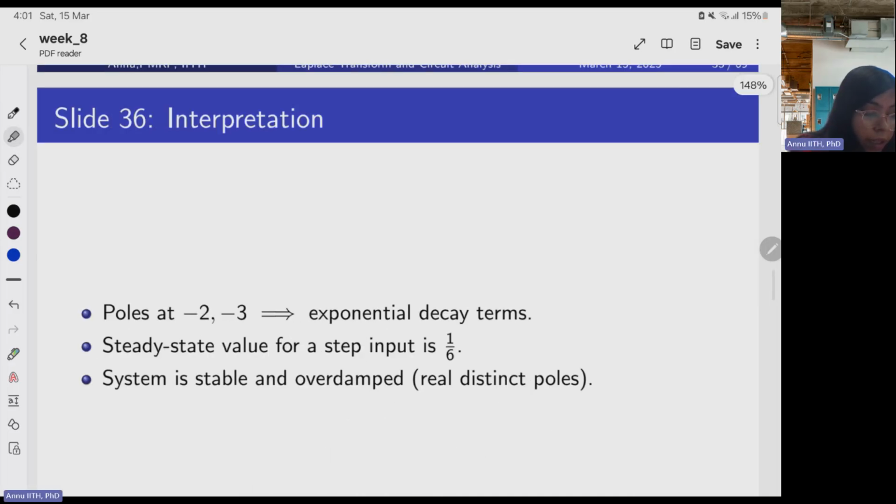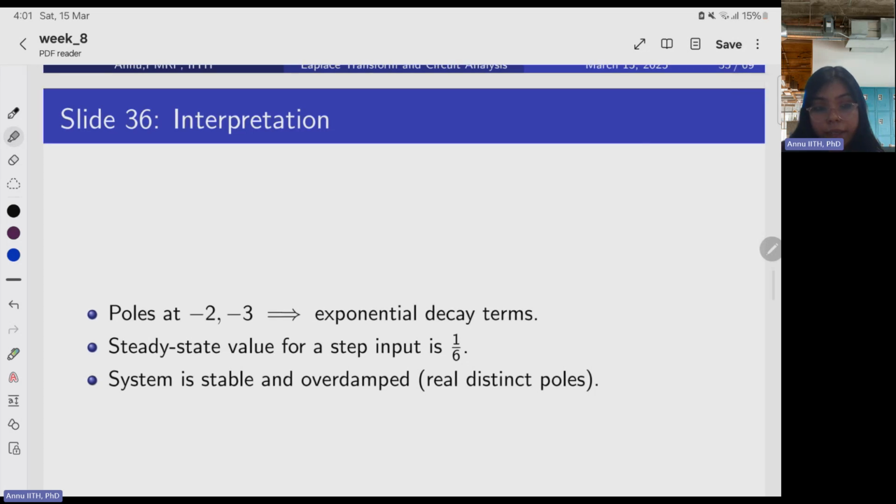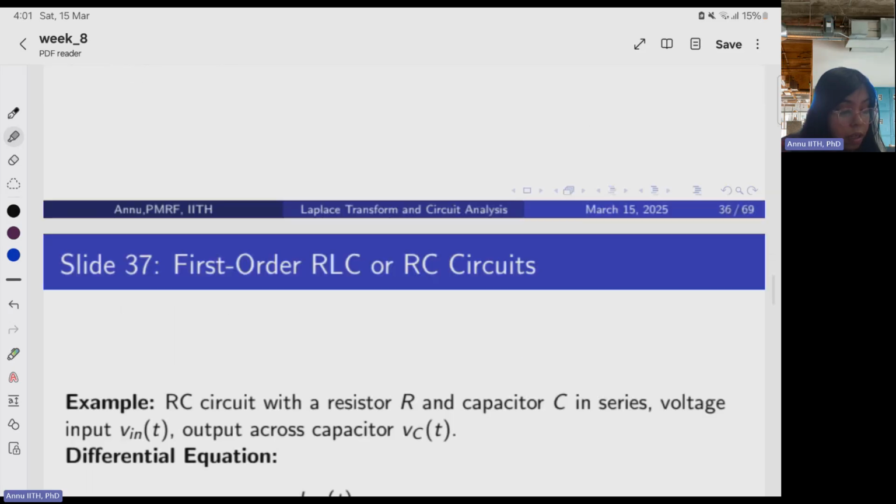So the interpretation is poles at minus 2 and minus 3. That is giving the exponential decay terms. And the steady state value for the step input is 1 by 6. The system is stable and overdamped because it has real distinct poles.